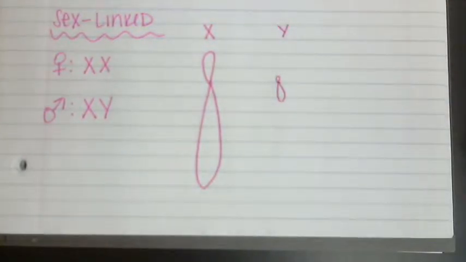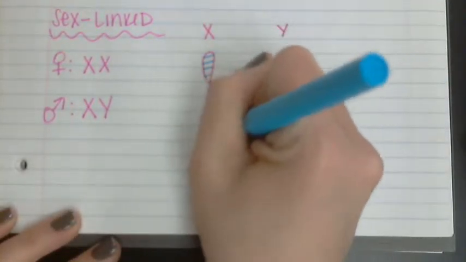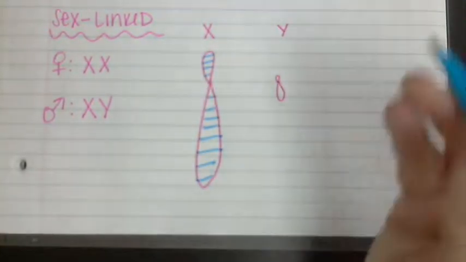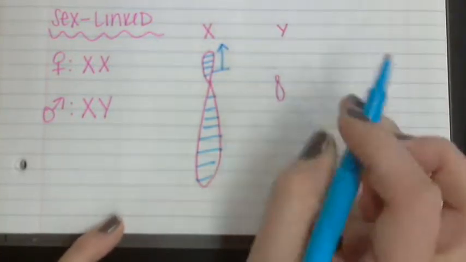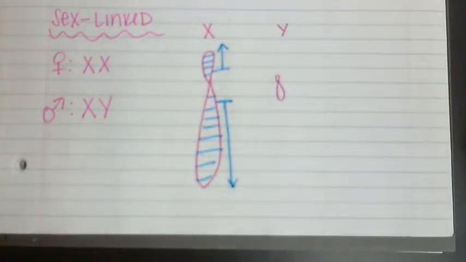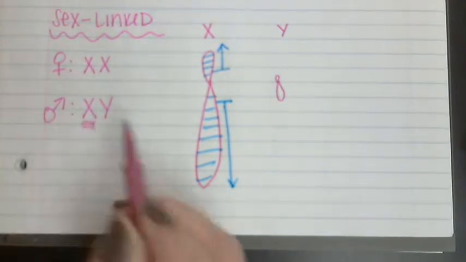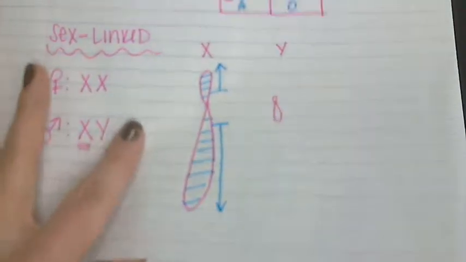So when we look at genes, and here are all of our genes on our chromosome, anything that's here and up, the Y chromosome won't have, and anything that's here and down, the Y chromosome also won't have. Meaning, males only get 1 copy of some of these chromosomes. So let's take a look at an example.